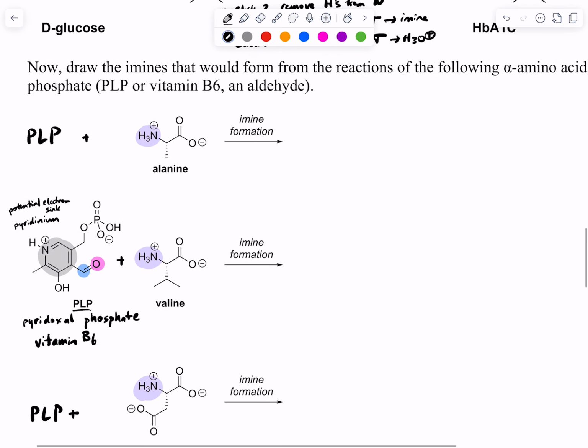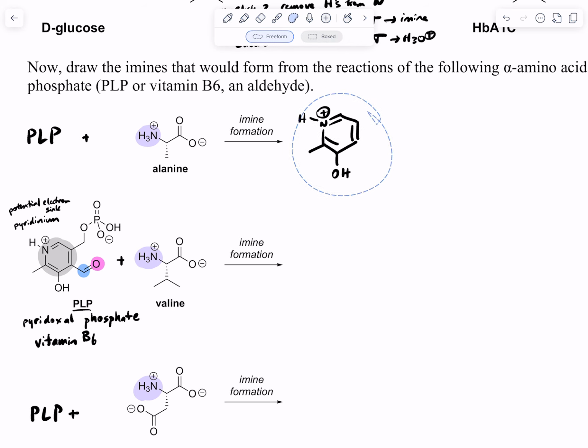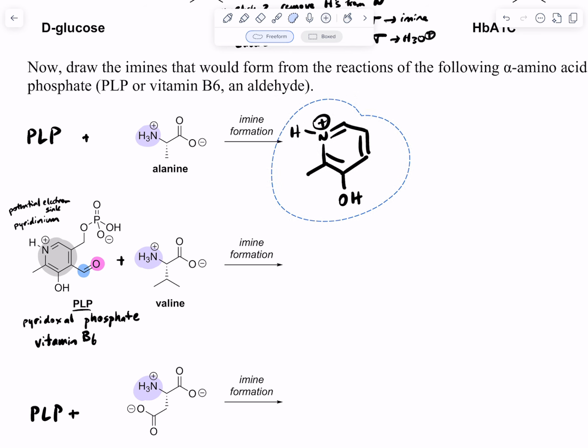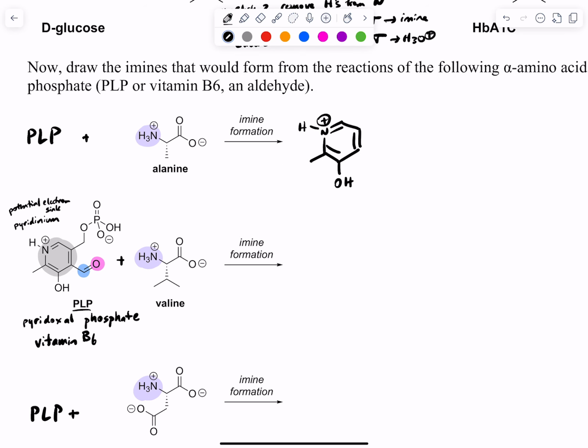So on the first one, I'll just draw the full structure for you without the R group so you can have an idea of what this looks like. The ring portion doesn't change in imine formation. It's only the aldehyde portion that changes. So you can draw the PLP portion exactly the same way each time. Again, I'm showing you how you would draw it if you were not going to abbreviate. Let's do alanine.